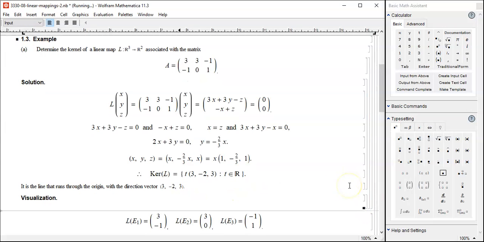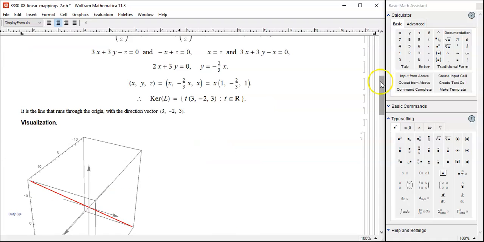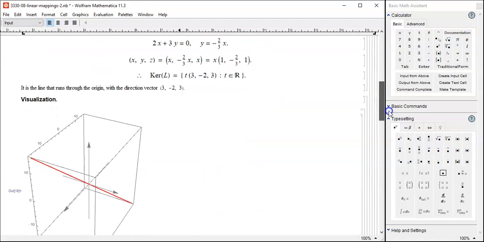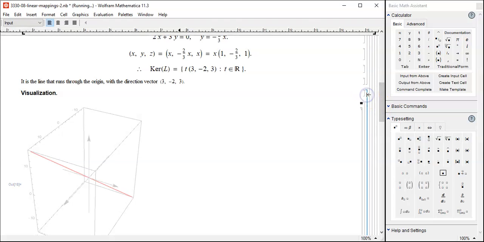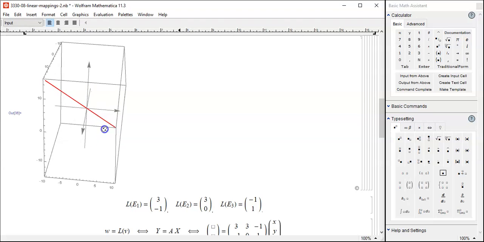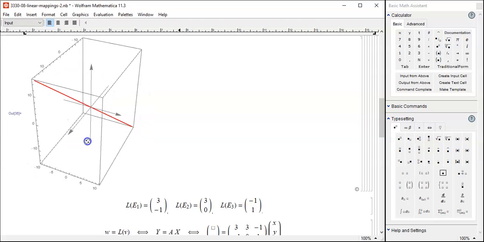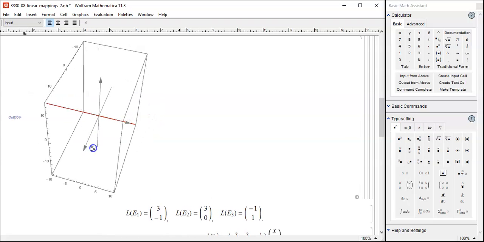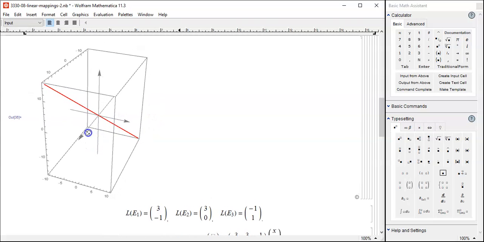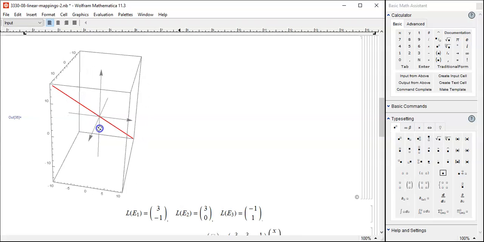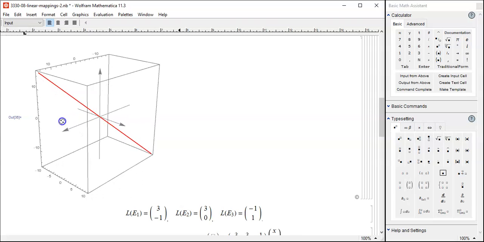And then here's a visualization. I hope you can see it's a line. We have this gray coordinate axis, x, y, z axis, and then a line. All the vectors parallel to a certain vector, 1 comma negative 2/3 comma 1. It's a line. It runs through the origin.